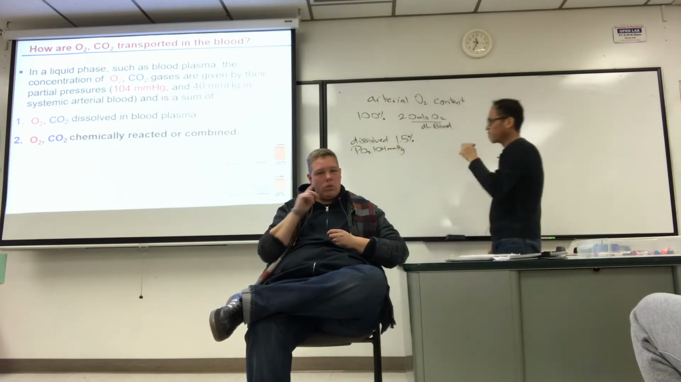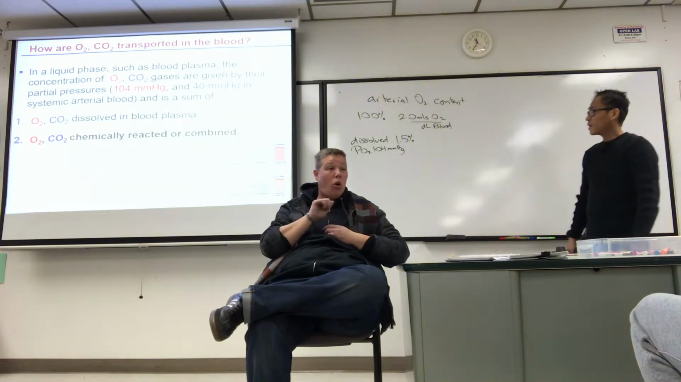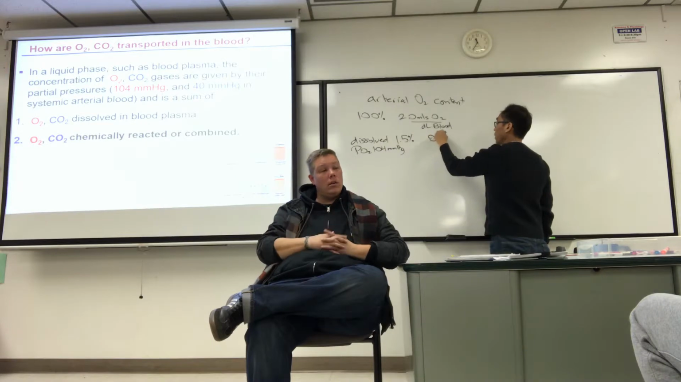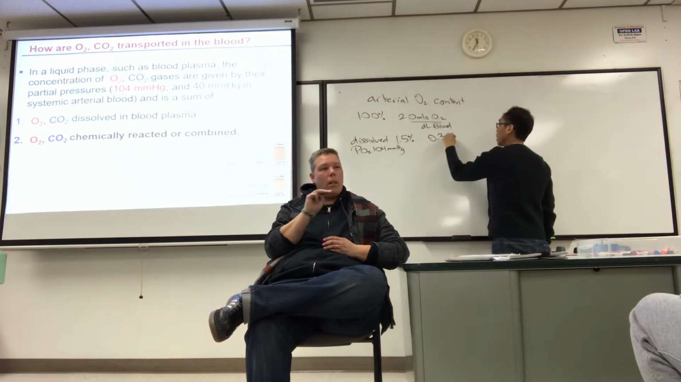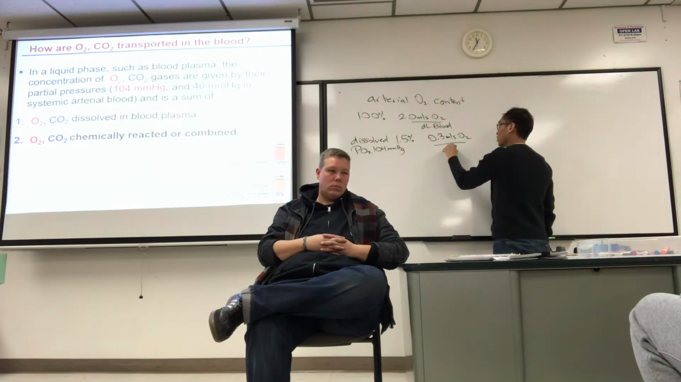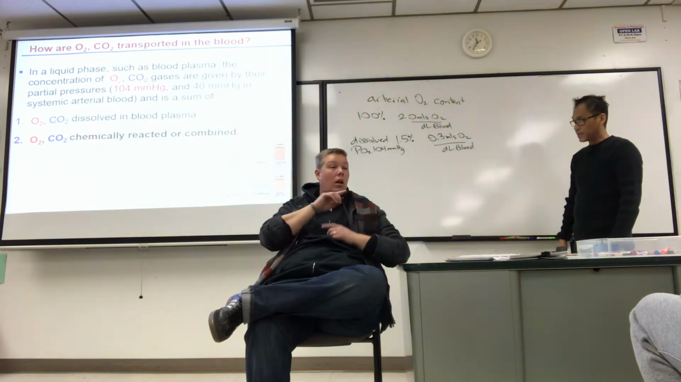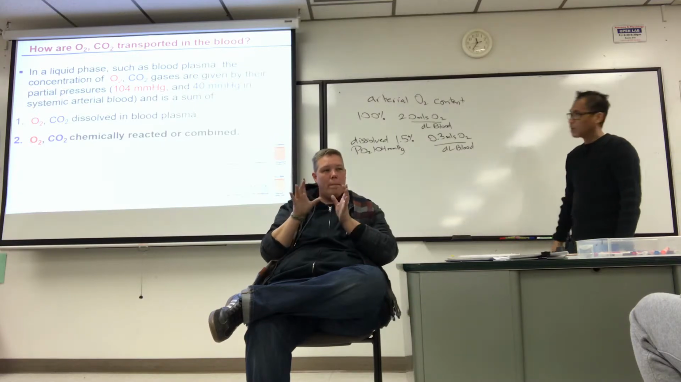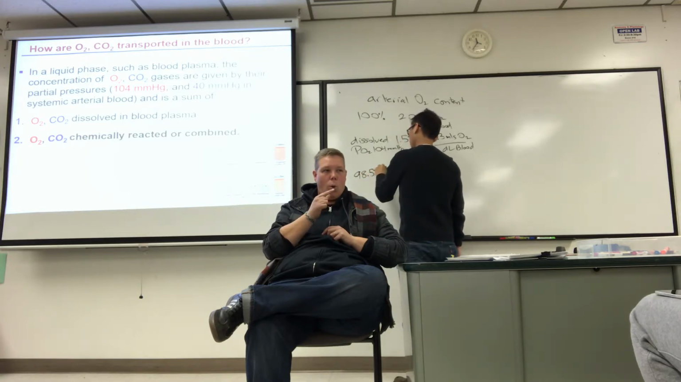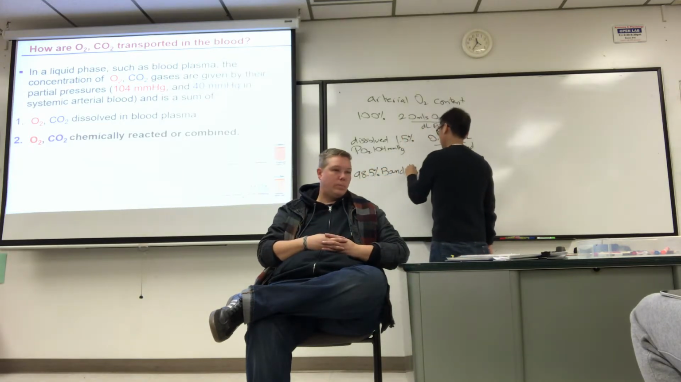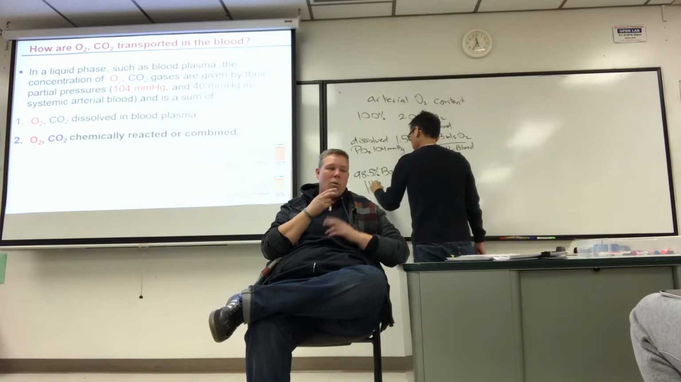It turns out it's actually a very small percentage of how oxygen is transported in arterial blood. So it's only about 0.3, not percent, 0.3 mL O2 per deciliter of blood. The other 98.5% is actually bound to hemoglobin, 98.5% bound to Hb. Remember, we call that oxyhemoglobin, HbO2.